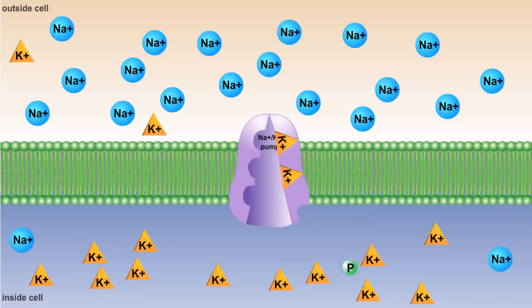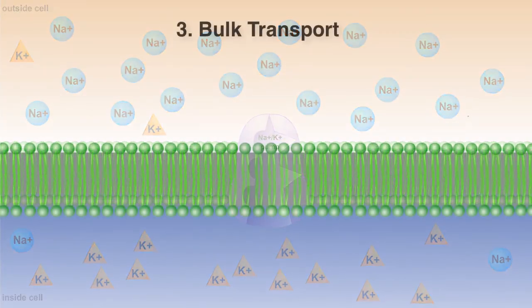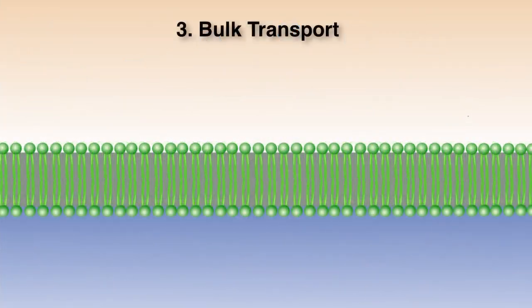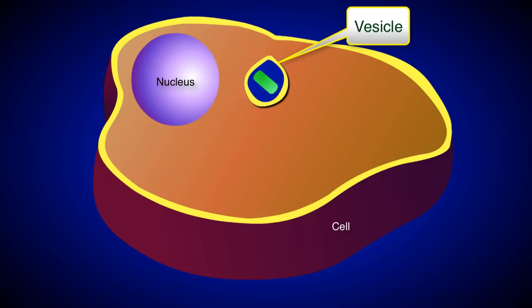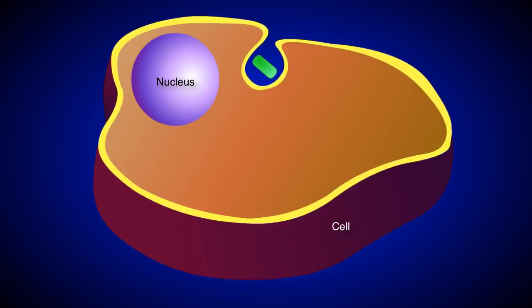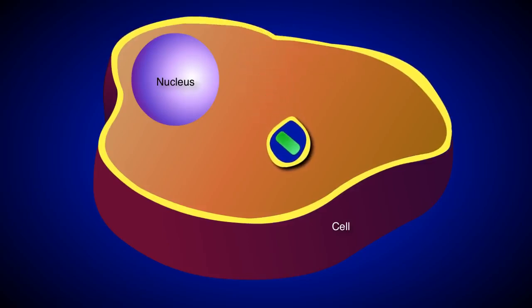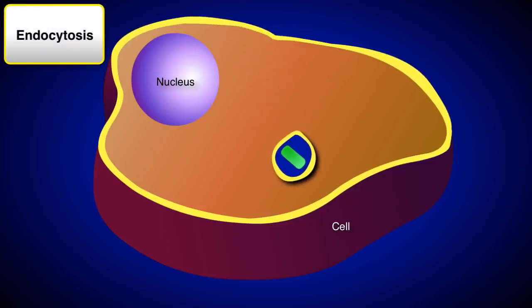The third type of transport, bulk transport, is used for molecules that are too large to be moved by transport proteins. Instead, vesicles take them into or out of the cell. During this process, the plasma membrane surrounds and engulfs the particle. This is known as endocytosis.